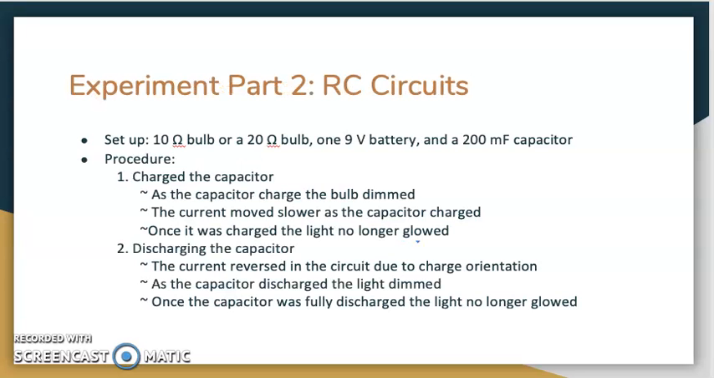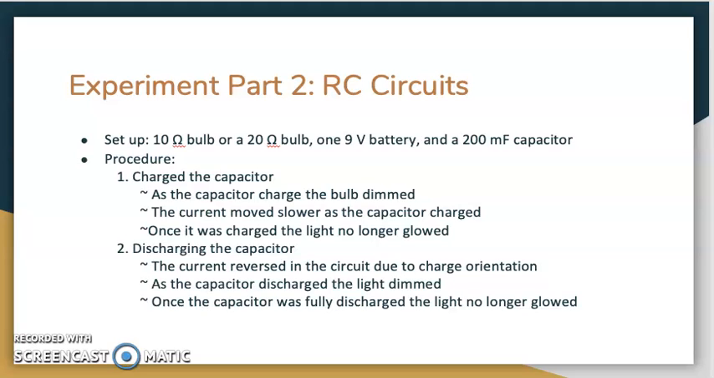For part 2, we did RC calculations, and we did this by setting up a circuit with either a 10 ohm bulb or a 20 ohm bulb and used a 9 volt battery and a 200 capacitor. For this procedure, we charged the capacitor and we observed that as the capacitor charged, the bulb dimmed and the current moved slower, and also once it was charged, the light no longer glowed.